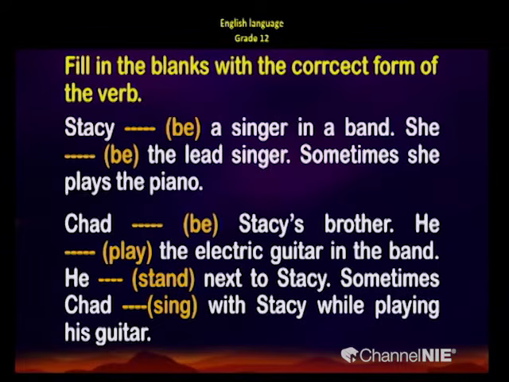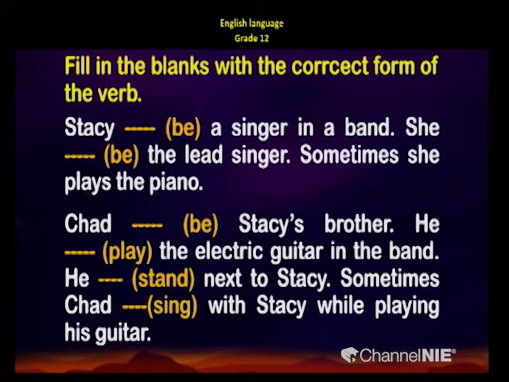Okay. Stacy blank a singer in a band. She blank the lead singer. Sometimes she plays the piano. Chad blank Stacy's brother. He blank the electric guitar in the band. He blank next to Stacy. Sometimes Chad blank with Stacy while playing his guitar.